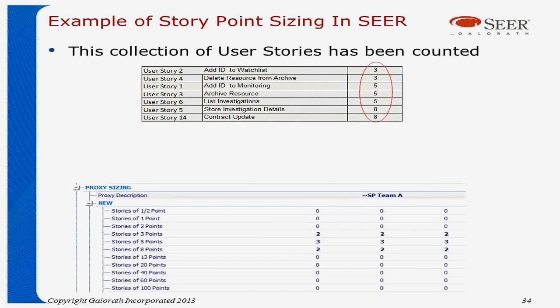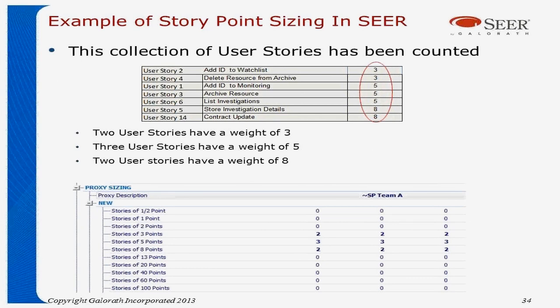So let's use a real example. If I have a collection of user stories, and they've been counted, so I have 2 user stories that have a weight of 3, 3 user stories that have a weight of 5, and 2 user stories that have a weight of 8. In the tool, I simply double-click on my stories of 3 points. I enter a 2, least likely and most. For 5, I enter a 3, least likely and most. And for my user stories at the weight of 8, I enter 2, least likely and most.